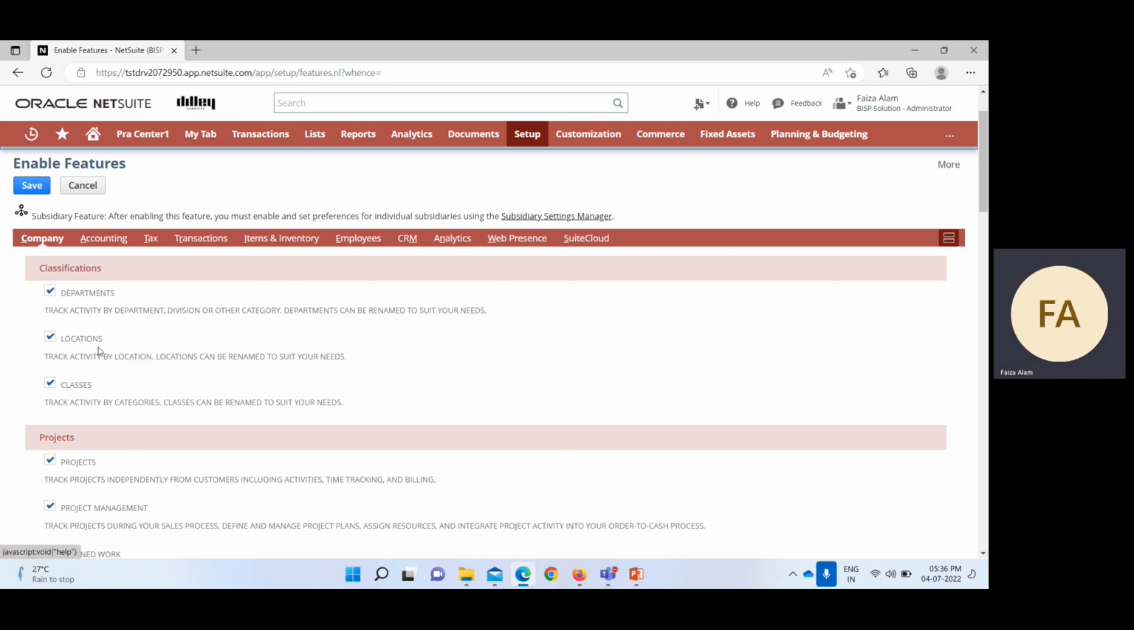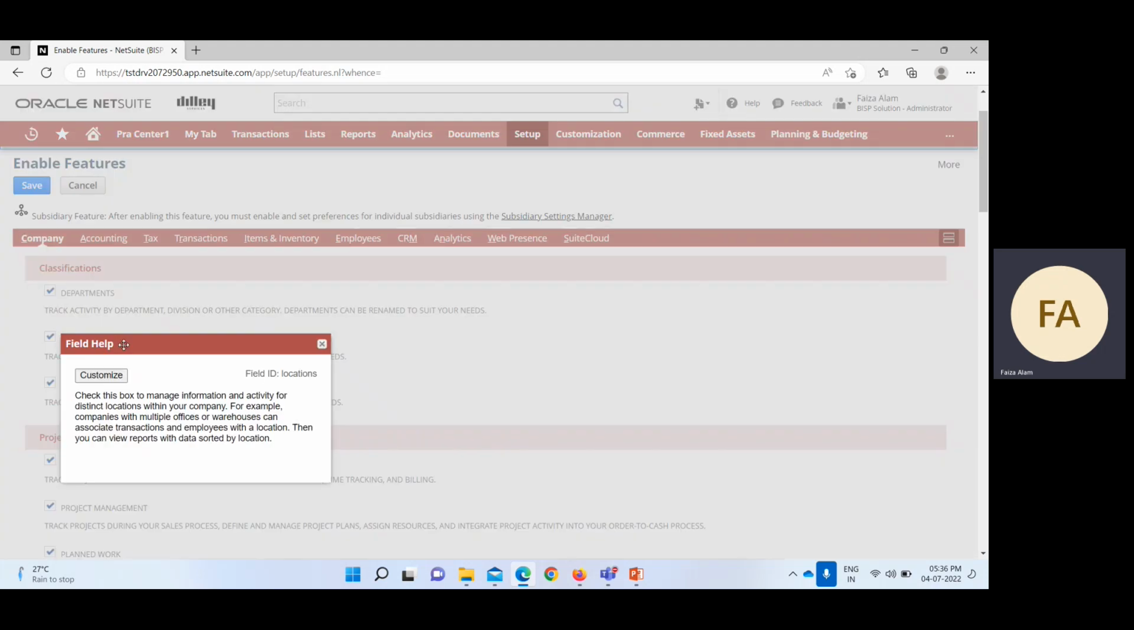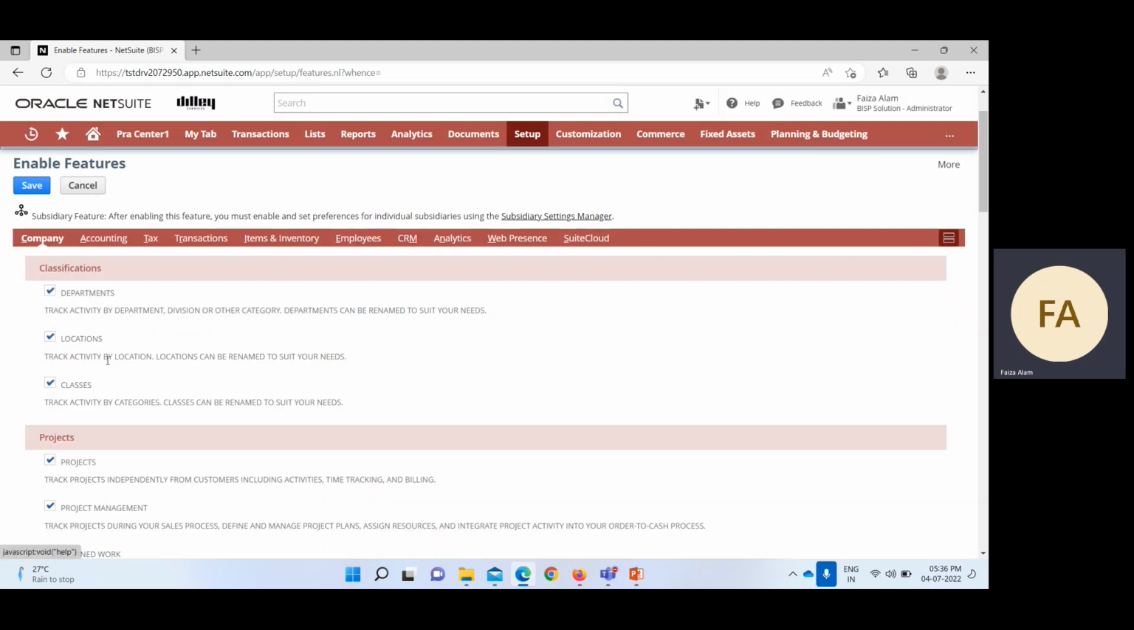We can very well see that if I click on this field help, it provides: check this box to manage information and activity for distinct locations within your company. For example, companies with multiple offices or warehouses can associate transactions with a location. Then you can view reports and data sorted by location. So under the company subtab, we have to enable this location feature if we are working on inventory. We can see that this checkbox is already enabled here.